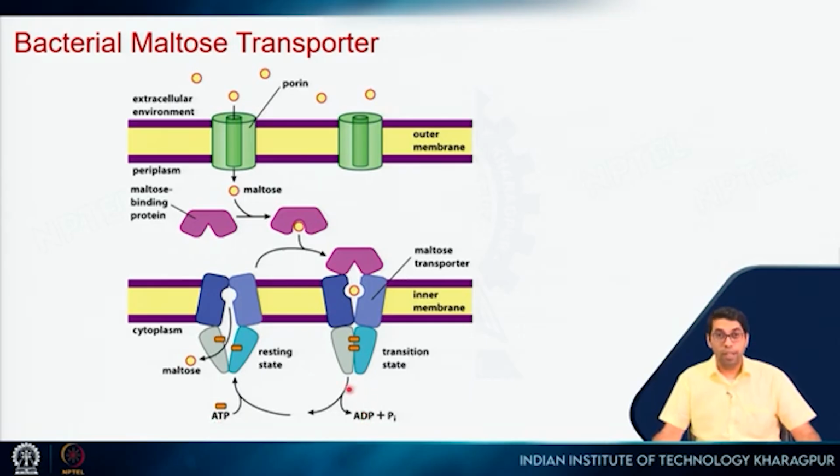So we have seen an example of passive diffusion or passive transport by porin, and we have seen examples of two active transports. In one case, the energy is supplied by light, and in the other case, energy is supplied by the chemical hydrolysis of ATP.